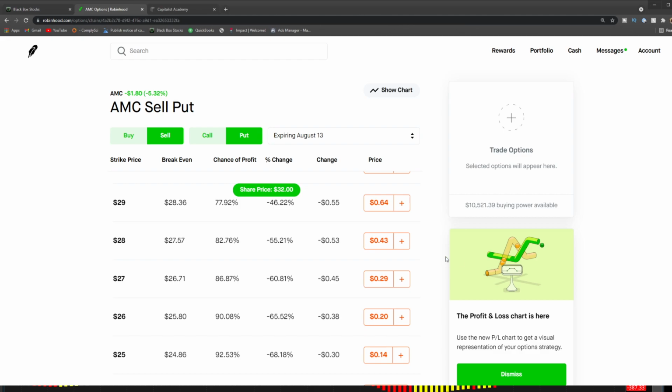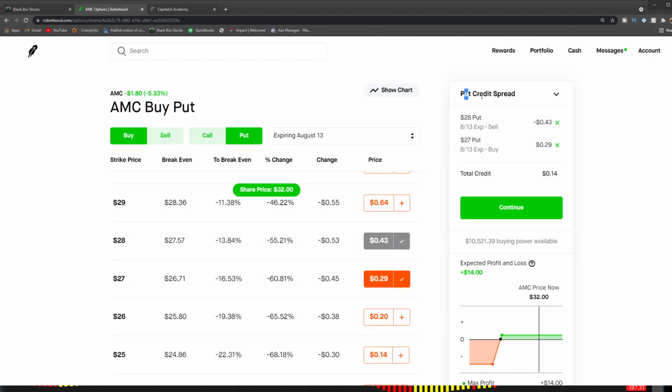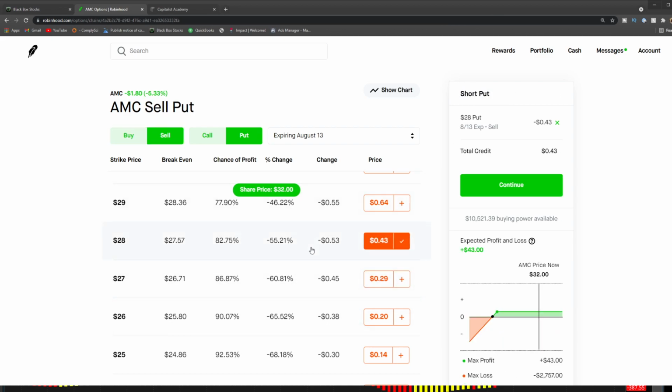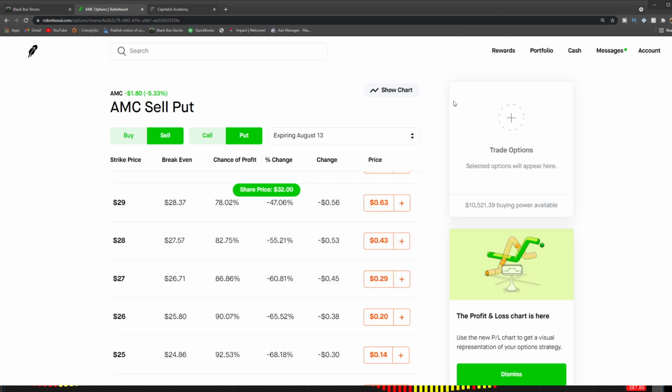And also, just to give you guys a quick heads up, you'll know that you're doing this right because Robinhood will actually tell you. So it should say put credit spread. If it says something like custom, that's wrong. You don't want to do that. So it'll tell you put credit spread, call credit spread if you do it right.